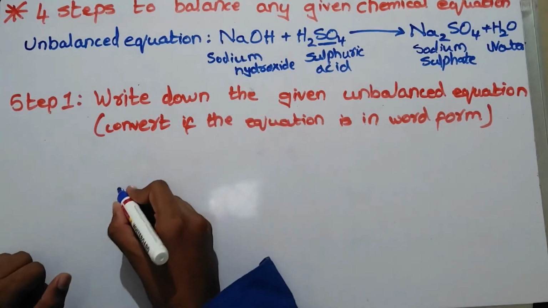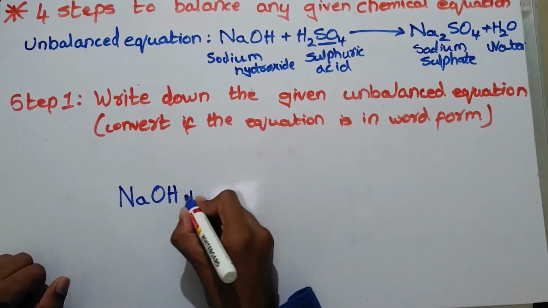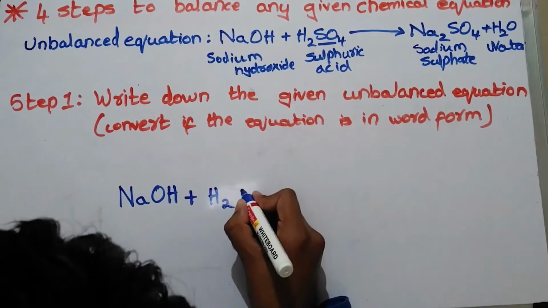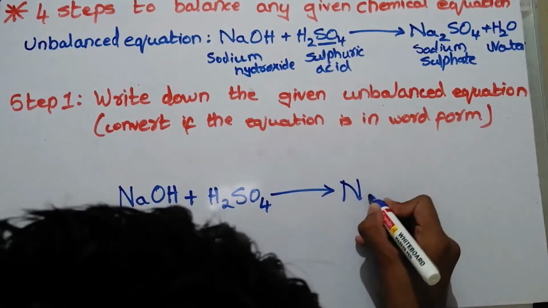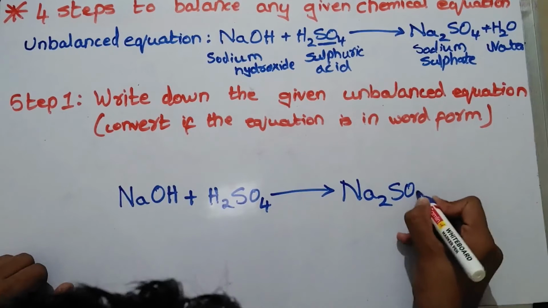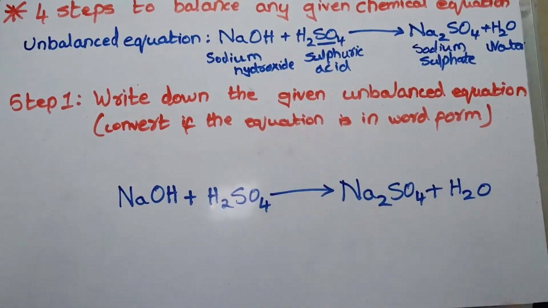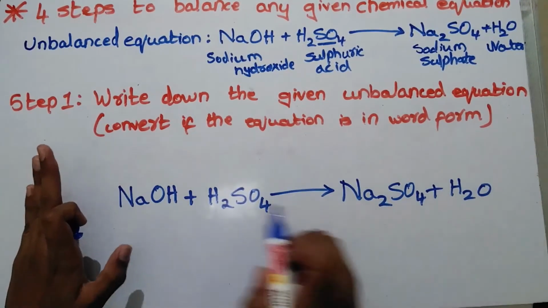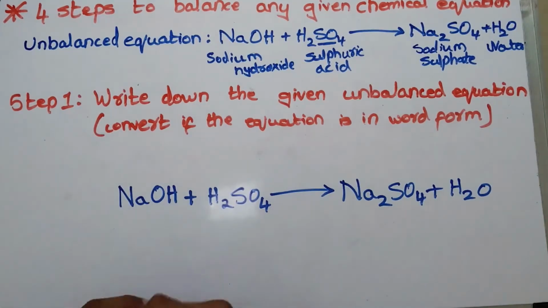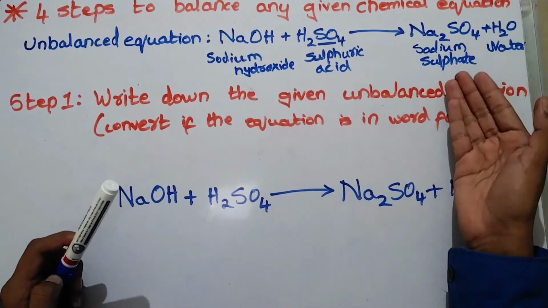It's like NaOH plus H2SO4, which gives rise to Na2SO4 plus H2O. We have to just simply copy the given unbalanced equation. No need to do any changes, and the only change required is that if the equation is given in the form of sodium hydroxide plus sulfuric acid gives rise to sodium sulfate plus water.